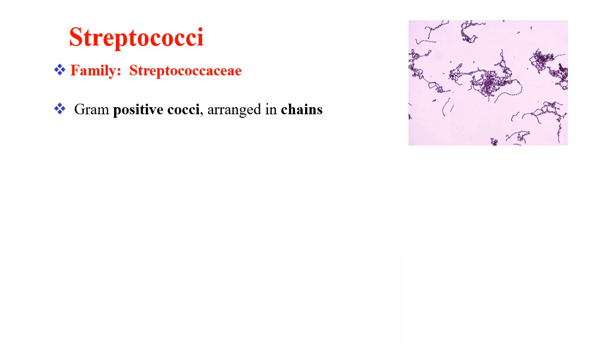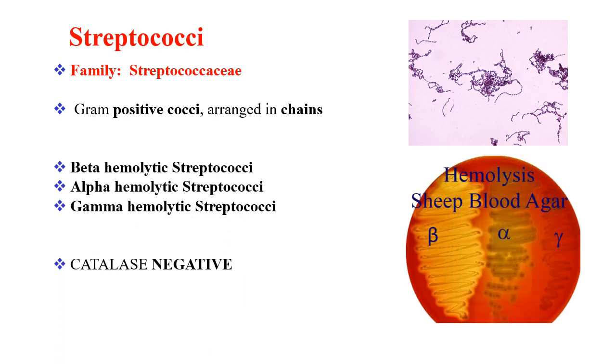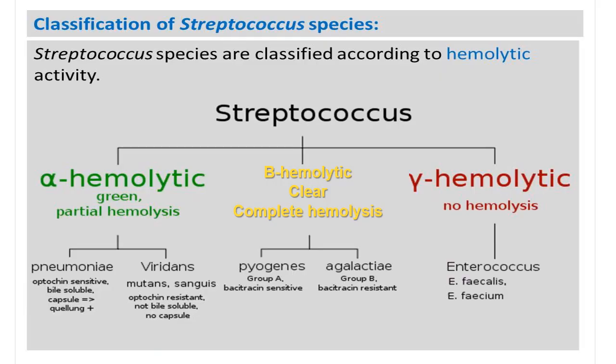So we know that they're gram-positive cocci in chains. They can be beta hemolytic, alpha hemolytic, and gamma hemolytic. So you can see that this one is beta hemolytic, right? This is alpha hemolytic, where there is partial lysis of RBC. So the zone of lysis will have green colored pigmentation around it. And here you will see, of course, no hemolysis. So the important thing here is that it is catalase negative.